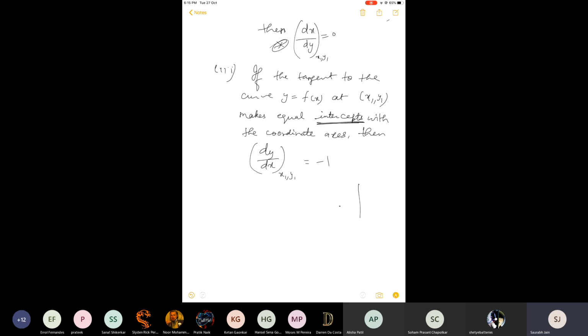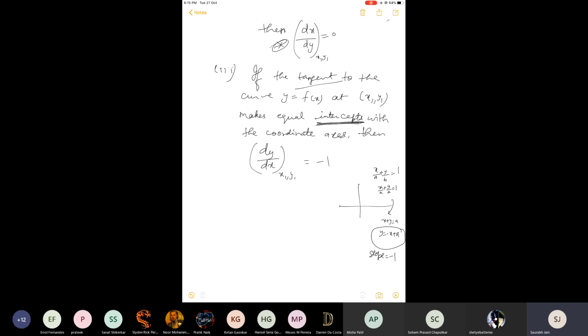See, if you remember, this used to be the intercept form of a line, x by a plus y by b equal to 1. If b becomes equal to a, then x plus y is equal to a, y equals minus x plus a. What do you think? What is the slope? -1. So the tangent is a line. The line is making equal intercepts with the coordinate axes. What about its slope? -1, not 1.